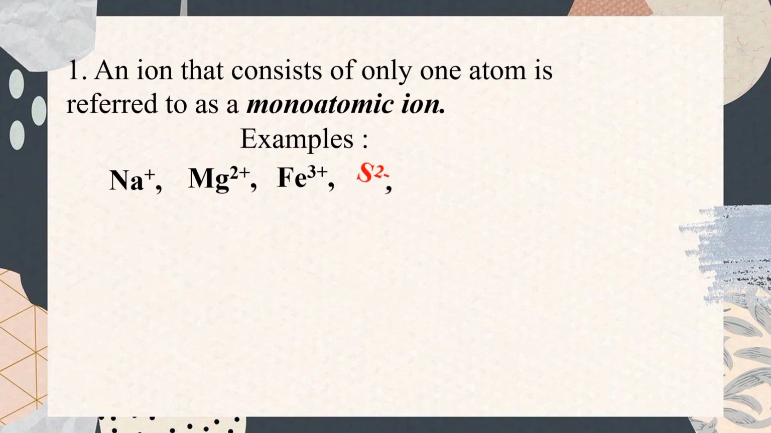We also have sulfur with negative 2 charge. This anion is capable of accepting or gaining 2 electrons. And we have chlorine ion with a negative 1 charge, meaning to say chlorine is capable of accepting or gaining 1 electron.